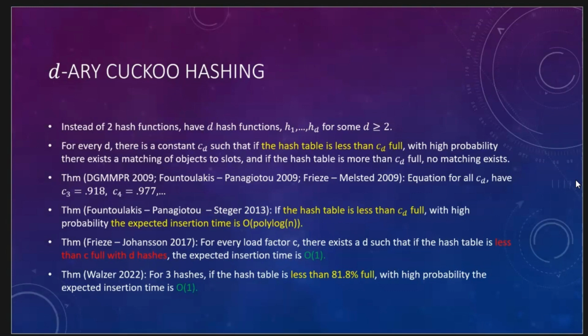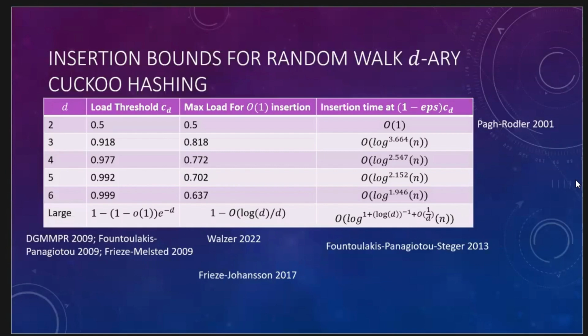So here's a table of these. I tried to arrange the authors with what they proved. Pagh and Rodler proved this first row for 2 hashes. And the first row is optimal. You can't do better than that. It's O of 1 up to the threshold. I guess you could try to make the O of 1 better, but in terms of n, it's optimal. And the load thresholds are just the answer; that's what it is.